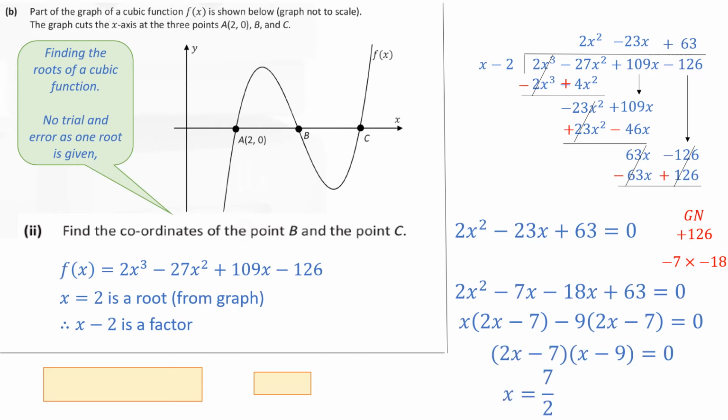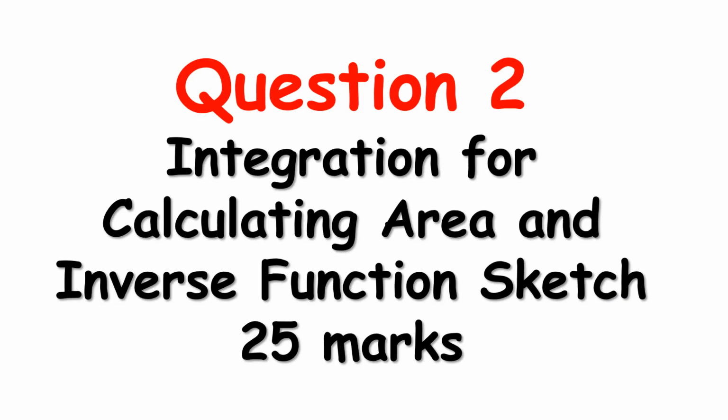And I work it through, and by working it through I end up with x equals 7 over 2, or if you prefer 3.5, or x equals 9. They are the two roots. So b is written here as 7 over 2 or 3.5, and c is 9, 0.